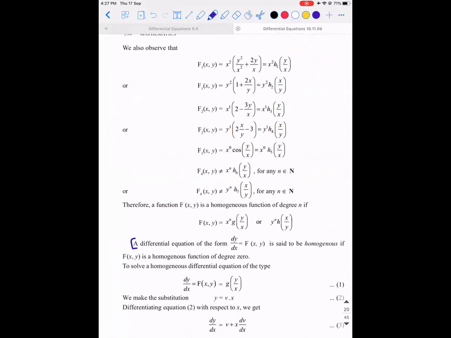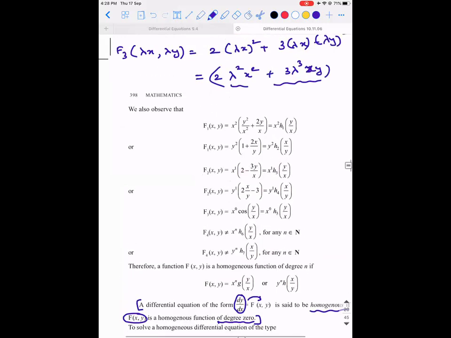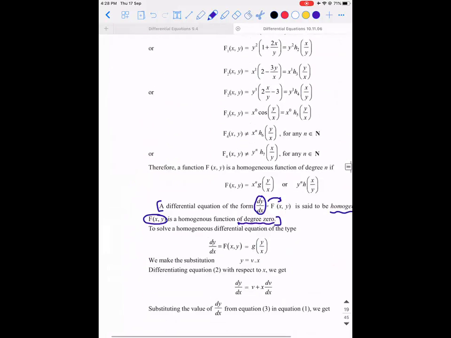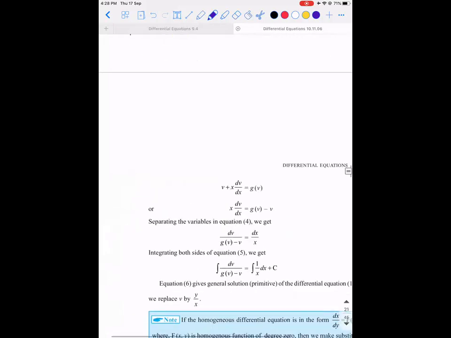Now I'm going to talk about the homogeneous differential equation. A differential equation of the form dy by dx equals a function of two variables f of xy is said to be homogeneous if f of xy is a homogeneous function of degree 0. It means the function f of xy should be a homogeneous function of degree what? 0. In every such differential equation problem, what should be the value of n? 0. n should be 0. Okay. So let us see an example and understand.